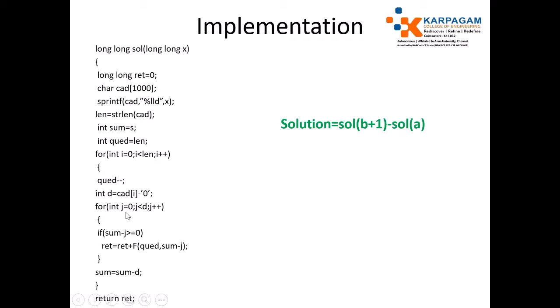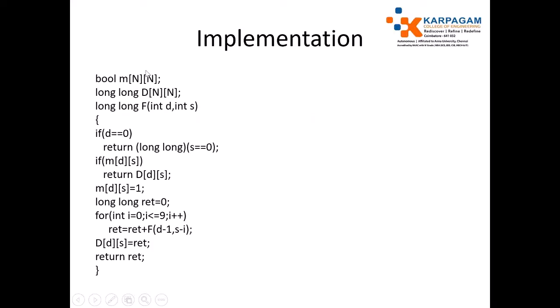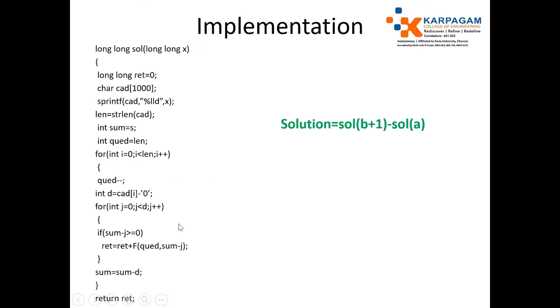Then use a for loop starting from 0 to t. Just check if sum minus j is greater than or equal to 0. That is, the resultant value should be greater than or equal to 0. Otherwise, we can't count it. If greater than or equal to 0, just do return equals return plus that function. Previously we have used this f function. Call this function by passing the digits comma sum. Then close it. After processing every digit, we need to subtract the digit from the sum.